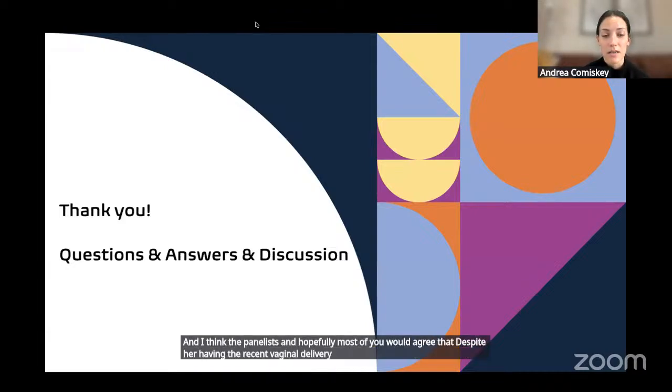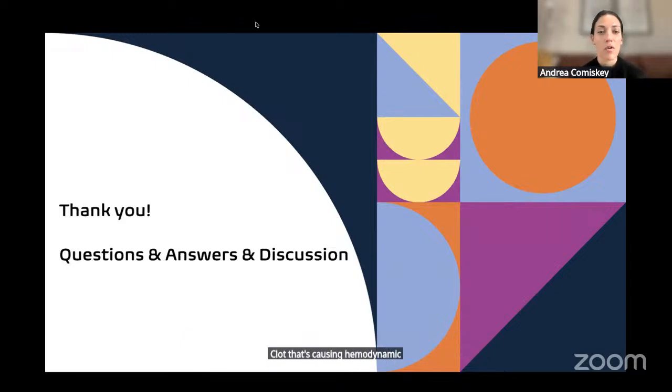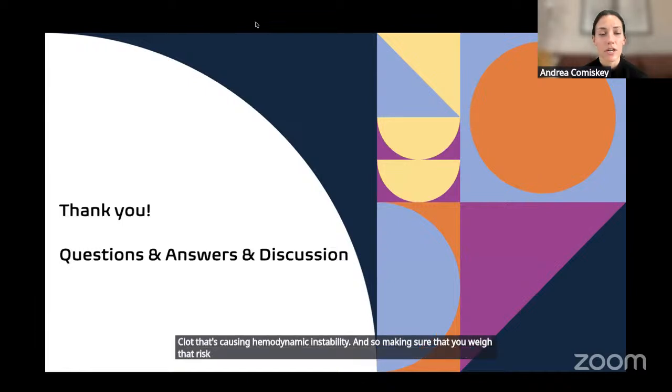with bleeding as a complication afterwards, it has not been an ongoing problem for her. And right now, her medical emergency is the clot that's causing hemodynamic instability. And so making sure that you weigh that risk benefit, but proceeding in the direction that's going to be life-saving for her right now, which would be addressing the clot with thrombolytics.